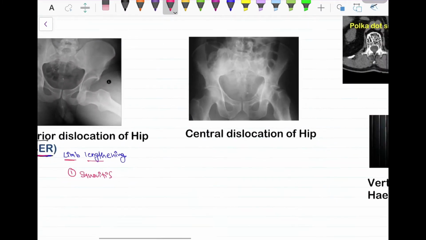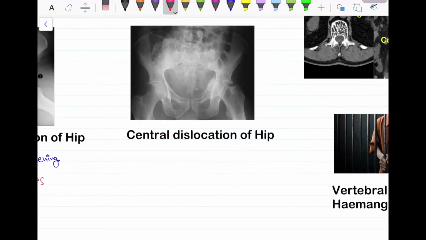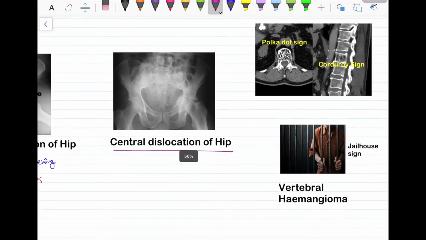Then the third X-ray image is central dislocation of the hip. So how to identify this one? There is direct break in the acetabulum and the head of the femur moves centrally. So it is a simple one, that is central dislocation of the hip.